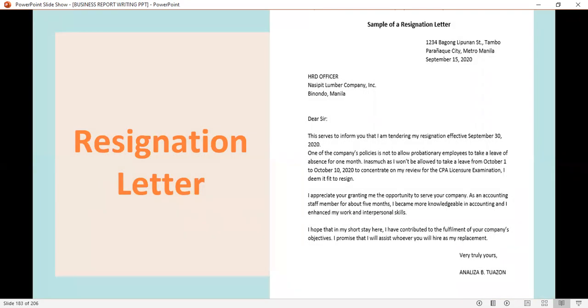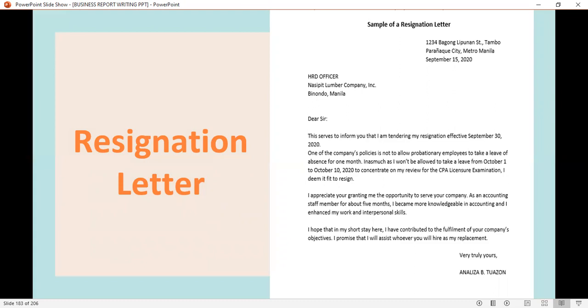So this is an example of a resignation letter. So the sender is from 1234 Bagong Lipunan Street, Tambo, Parañaque City, Metro Manila. And then the receiver will be the HRD officer of Nasipit Lumber Company Incorporated in Binondo, Manila. So this, dear sir, yung salutation. This serves to inform you that I am tendering my resignation effective September 30, 2020.